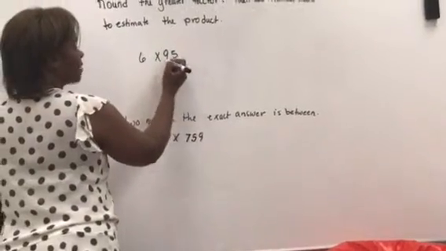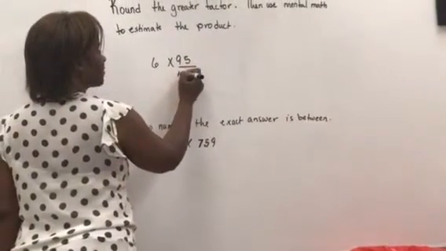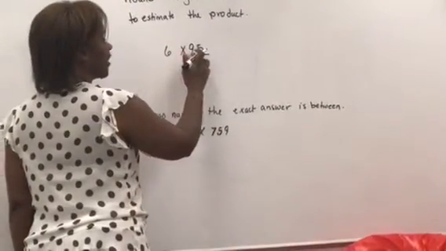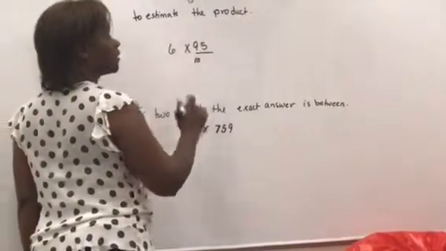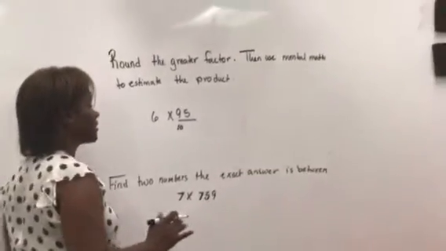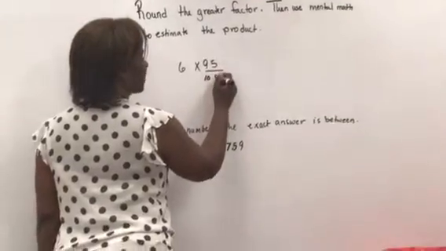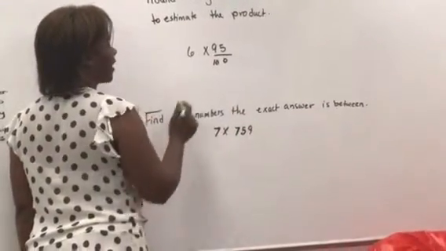So this 5 lets us know that this 9 becomes a 10, because anything between 5 and 9 lets us know that the digit goes up 1, and anything between 0 and 4 lets us know that the digit stays the same. So the 9 becomes a 10, and we just drop a 0 to represent the 5.